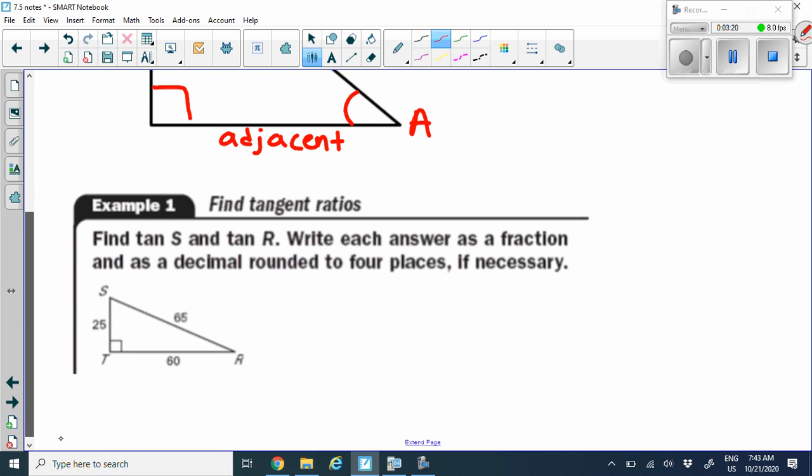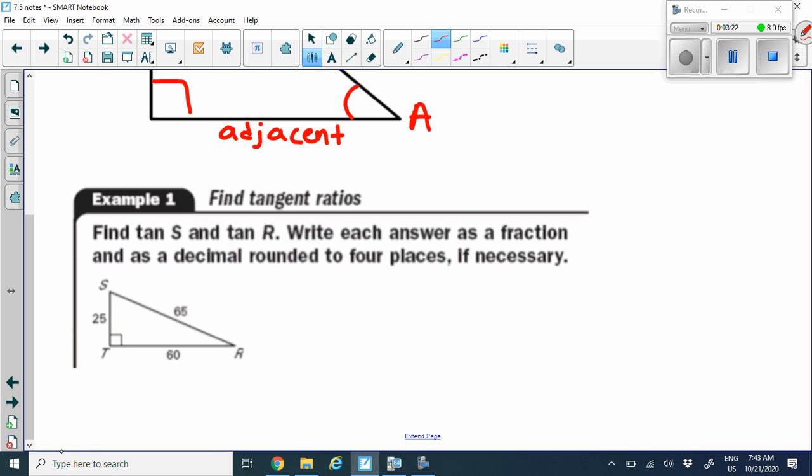Okay, let's look at example 1. We're going to find tangent of S and tangent of R. We're going to write each answer as a fraction and as a decimal rounded to 4 places if it's necessary. Let's start first with tangent of S. So I have tangent of S equals, and I need to label what is my opposite leg and what is my adjacent leg. First, I'm going to say what is the hypotenuse, because we know we can't use the hypotenuse. Remember, the side that is across from the 90-degree angle is our hypotenuse, and we are not going to use that side.